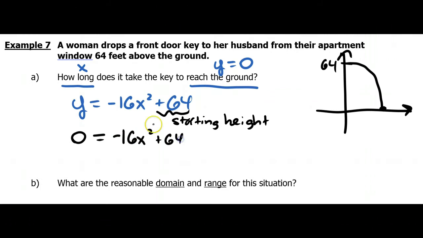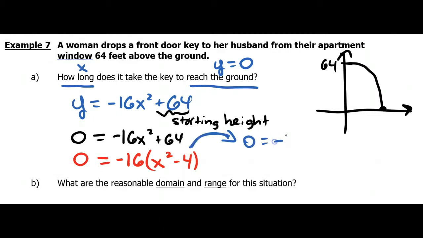So we're going to solve this equation right here by factoring. If I factor negative 16x squared plus 64, I can factor out a GCF of negative 16, and that's going to leave me with x squared minus 4. X squared minus 4 is a difference of squares, so when I continue factoring this, I get 0 equals negative 16 times the quantity x minus 2 times the quantity x plus 2.